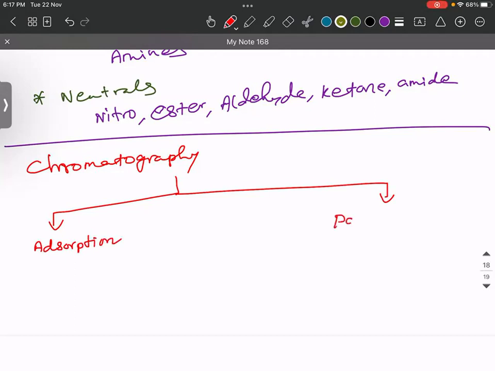Another one is partition chromatography. So what is the principle behind adsorption and partition? You have two phases. In chromatography, you have two phases. One is the fixed or stationary phase, and another one is the mobile phase.